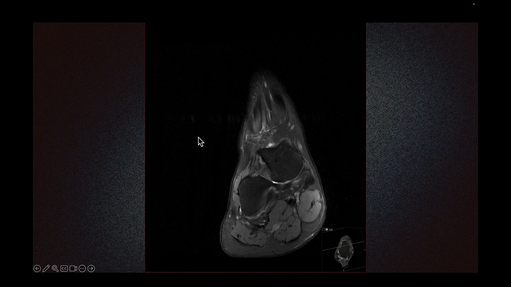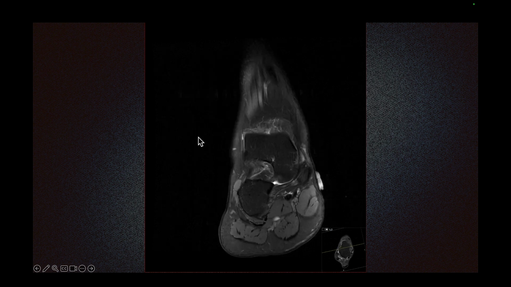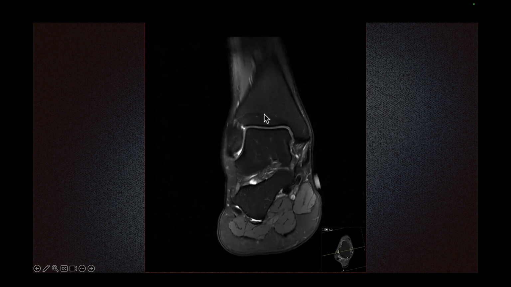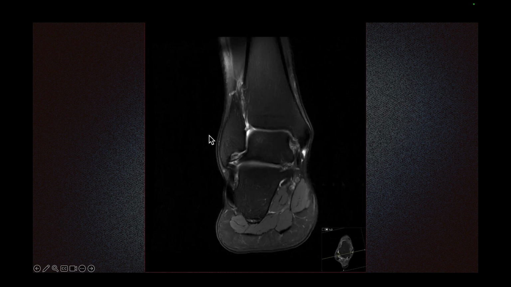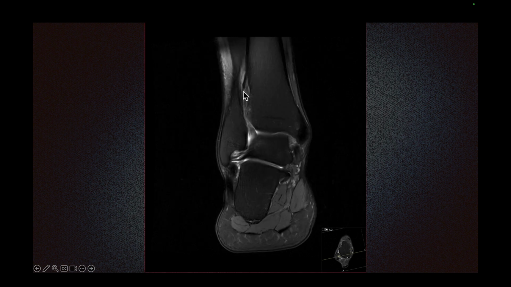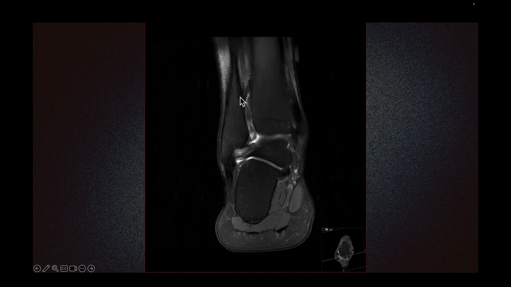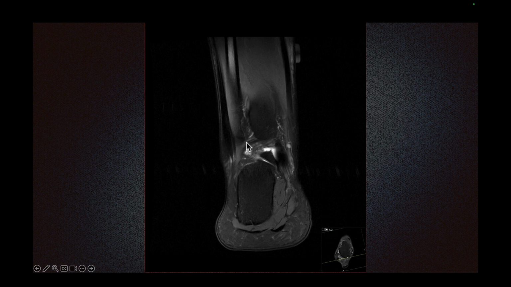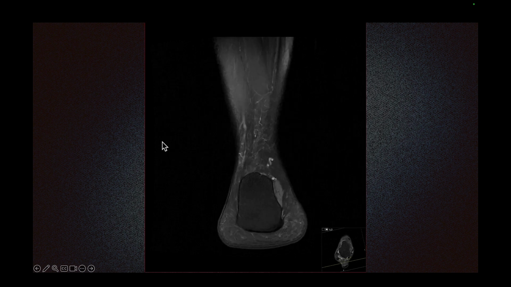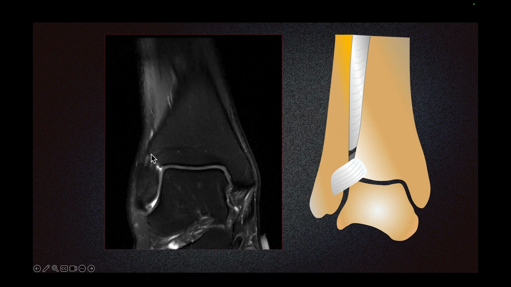Let's look at coronal MRI images. As we go from anterior to posterior, this is distal tibia. Distal fibula is coming to view, and these obliquely oriented fibers are the anterior inferior tibiofibular ligament. As we keep going more posteriorly, here we see the interosseous membrane coming into view, and this is interosseous membrane again. And as we keep going more posteriorly, here we see the posterior inferior tibiofibular ligament. So here we see the anterior inferior tibiofibular ligament.